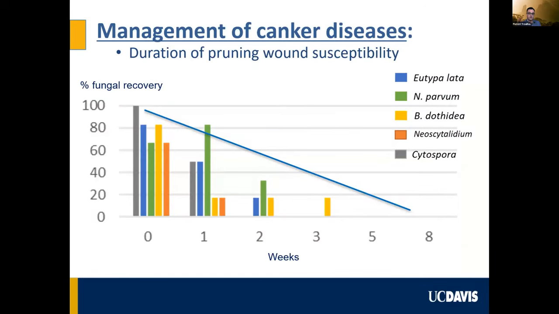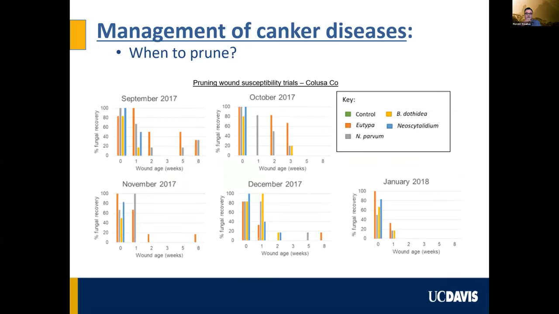Again, we work with multiple fungal pathogens, but what was very obvious in our trial is that generally a pruning wound is susceptible for about 2 weeks. In most of our pruning, we see a significant drop in pruning wound susceptibility after 2 weeks. We looked at the various months of pruning. Overall, in some cases, pruning wound susceptibility extended up to 8 weeks, but that was a trial conducted in Colusa County.